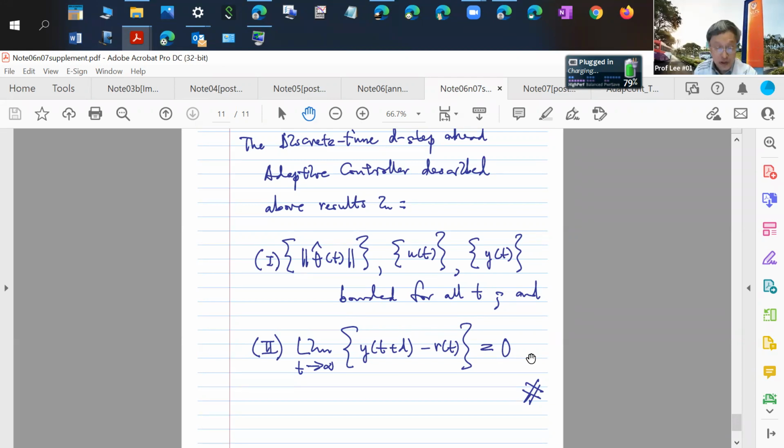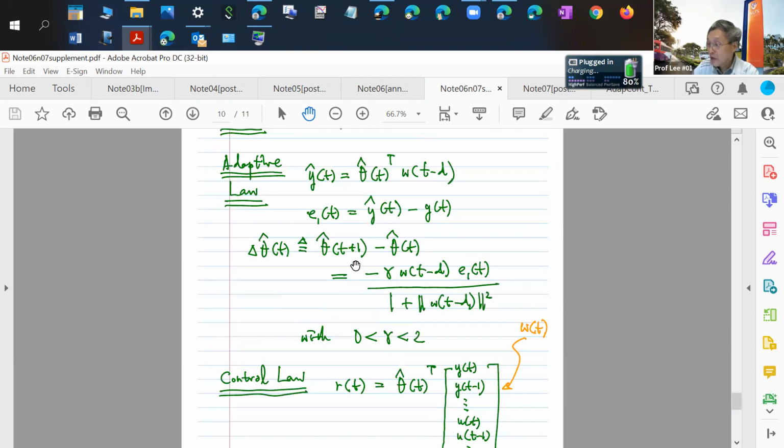But you will also note that this is all I can say. I cannot guarantee that the parameters that I adapt will exactly go to theta star. Again, the idea of persistency of excitation will come in.